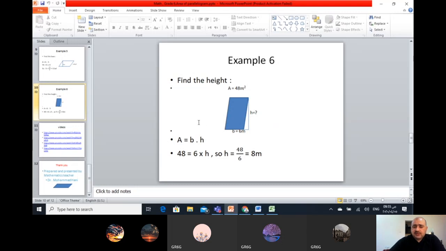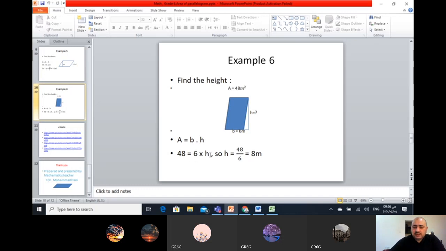The first step, write the rule of the area of a parallelogram. A equals b times h. The area here is 48, so write here 48. And the base is 6, write here 6. And h here is the variable, I don't know the value. I want to solve the value of h. So you can now solve this equation.